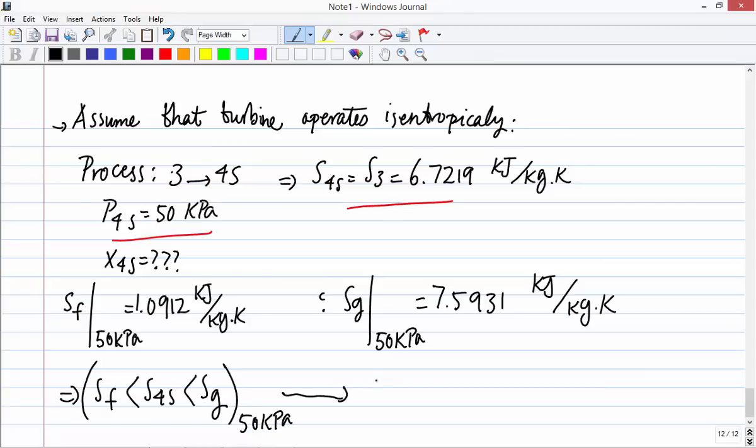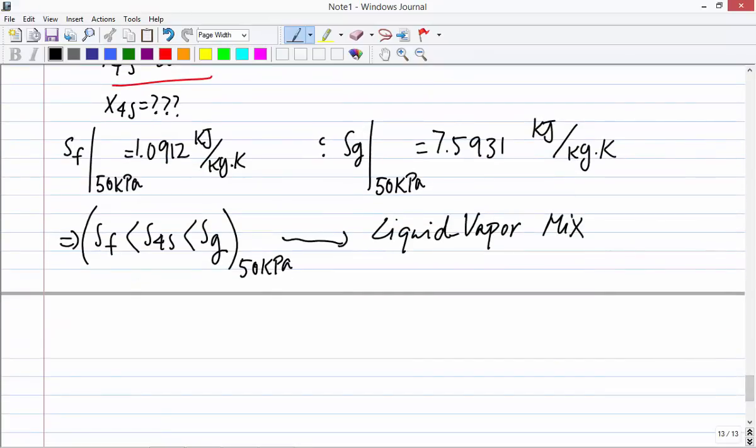So it's a liquid vapor mixture. We need to confirm. Listen to me. We need to confirm that it's a liquid vapor mixture. You cannot just assume. I drew my diagram and then I ended up at a mixture. That was roughly an estimation.